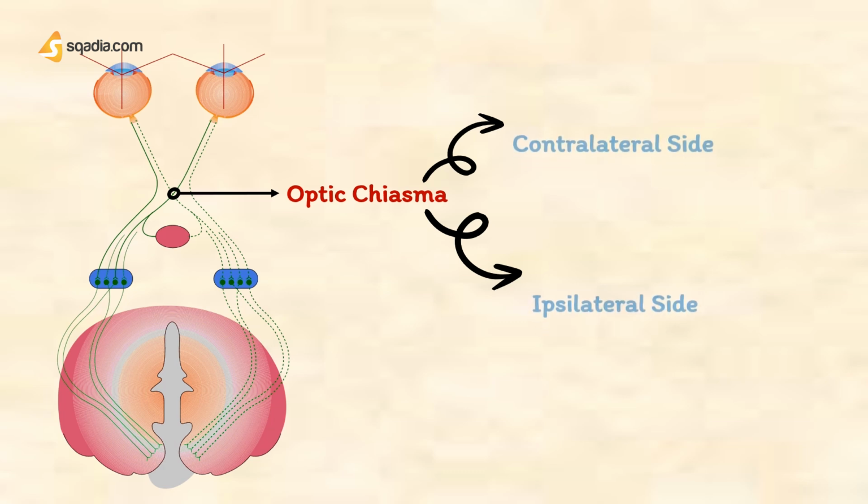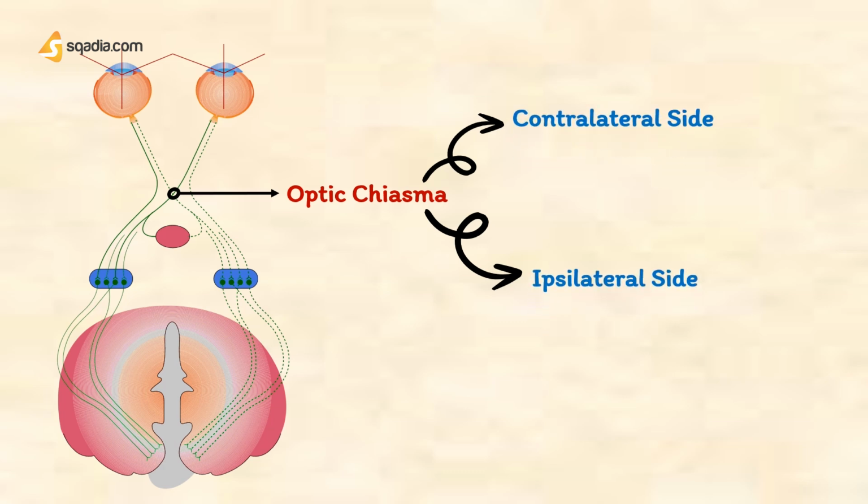The optic nerves from the two eyes join at the base of the skull at a structure called the optic chiasma. Approximately half of each of the optic nerve fibers cross over to the contralateral side. The other half remain on the ipsilateral side and are joined by axons crossing from the other side.